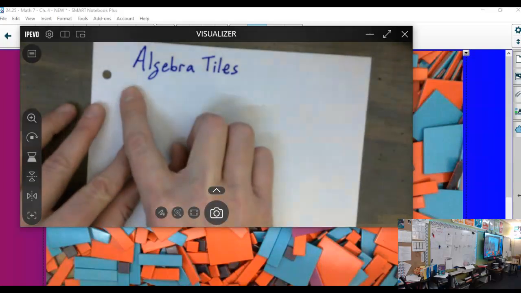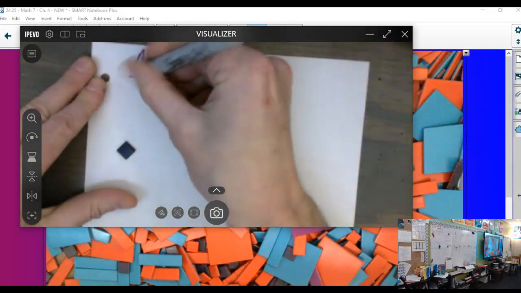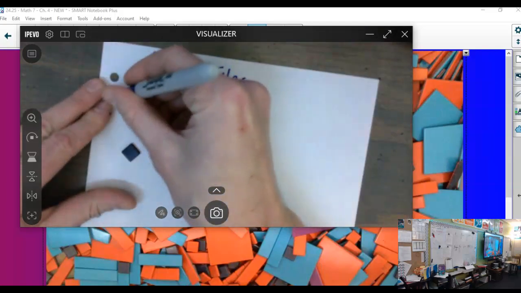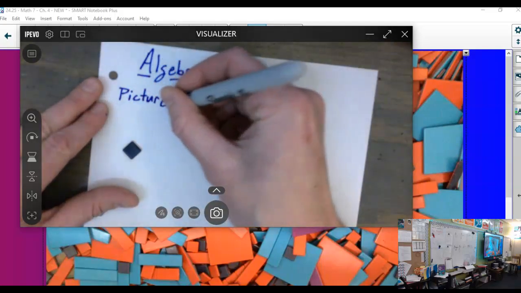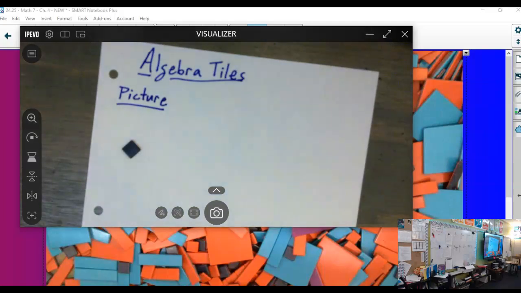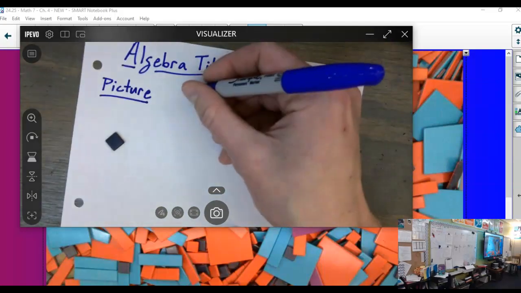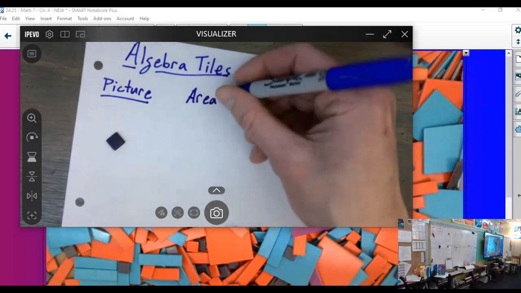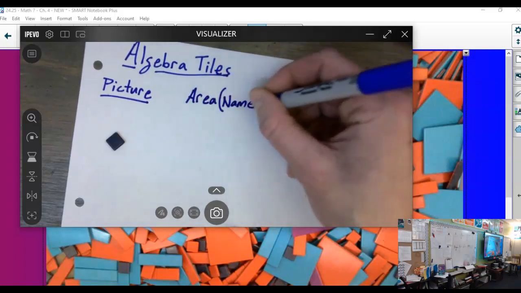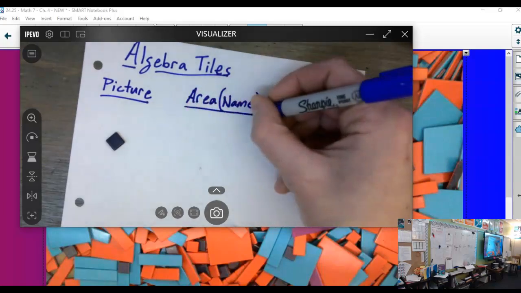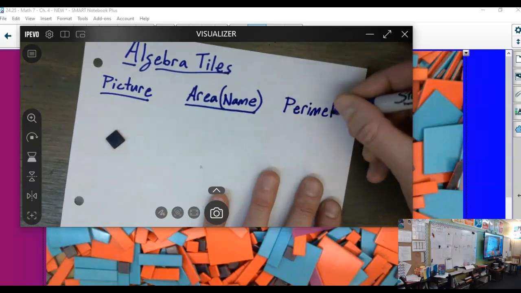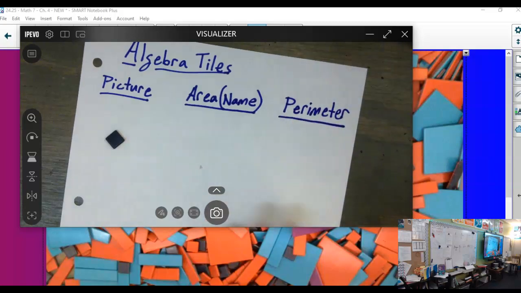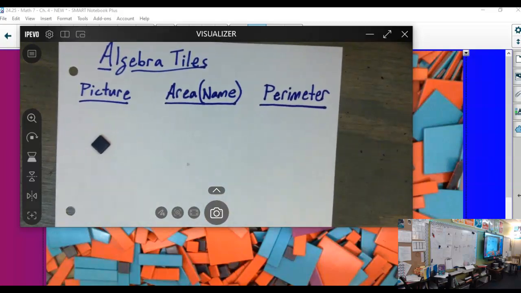And then, hold up, you need 3 headers. Not just this algebra tiles header, but then we're going to make a header for the picture of the algebra tile. If you want to just write pic, that's fine, but I'm going to write the whole word because not everything needs abbreviated. And then we're going to have its area, which is also its name. The area of these tiles is what we name them. And then we're going to have the perimeter. If you're just staring at the screen, please catch up because I'm waiting on you.